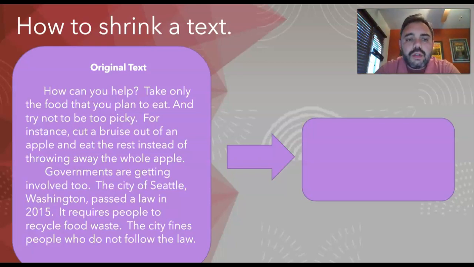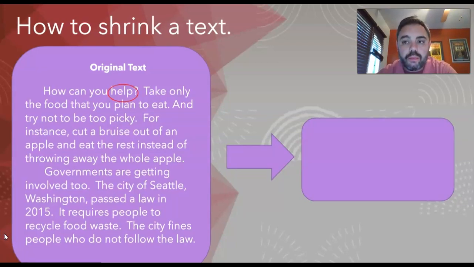Okay, so let's look here. Rereading it, I want to first identify the main idea. Now, luckily, the author's done a great job, and they've clued us into the main idea with the word help. Okay? This section is all about how we can help eliminate or reduce food and yard waste. So that's pretty good. Okay, so I have my main idea.